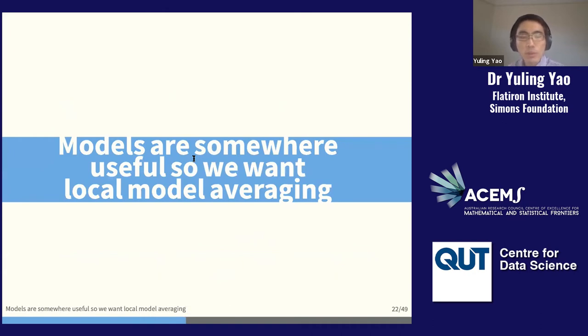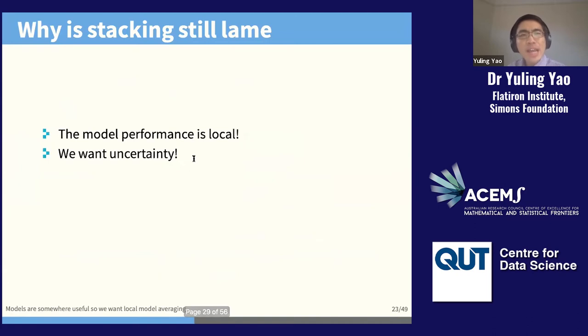But that's actually not what I want to discuss today, because even stacking is lame, for two reasons. One is that the model performance is local. If you have a weight for each model, at best it can weight each model according to its overall performance. But for example, in election forecasting, you would naturally expect that the model in different states should have different weights.